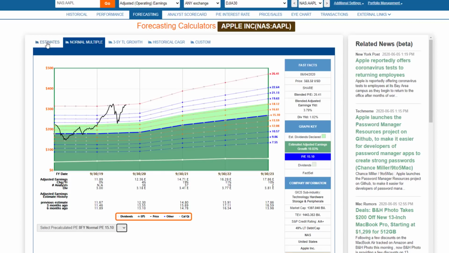So you've got these two specific year estimates. You'll go out sometimes up to 3 years. Sometimes you won't get any estimates. Sometimes you only get 1 or 2 years. It depends on how widely followed and how popular the stock is. Obviously, Apple's a very popular stock.